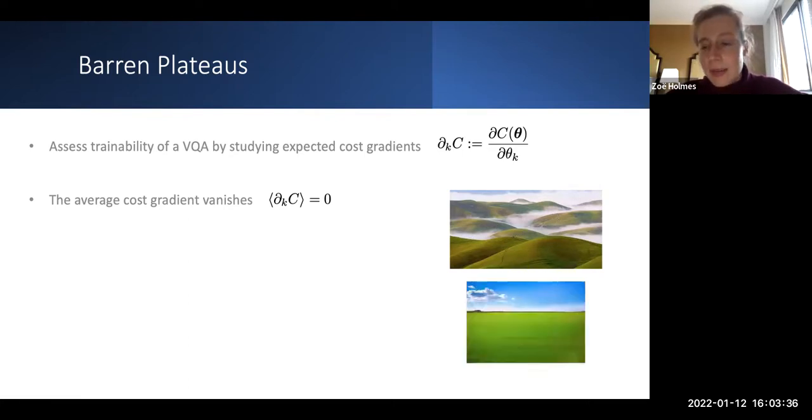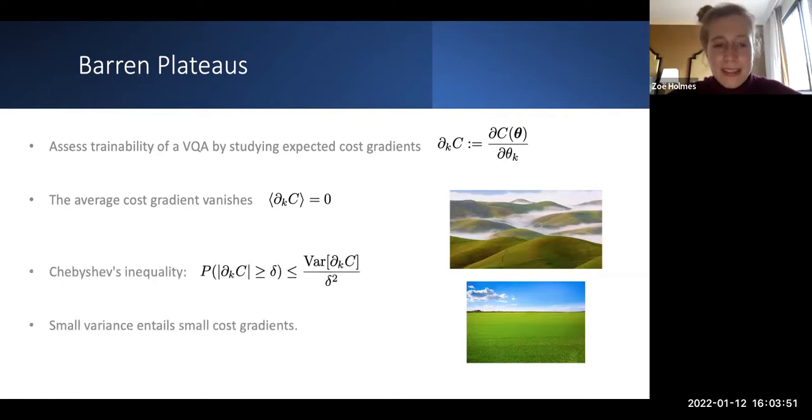But just because your cost landscape is unbiased, that doesn't say anything about its trainability. So both of these cost landscapes are unbiased. The average cost gradient vanishes, but the bottom one is clearly untrainable, while the top one looks like it should be trainable. So to assess the trainability of an ansatz, it's helpful to recall Chebyshev's inequality. This bounds the probability that the partial derivative of the cost is greater than some delta in terms of the variance in the partial derivative of the cost. So if the variance in the partial derivative of the cost is small, this means that the probability that the gradient of the cost is greater than the small amount delta is going to be tiny. So small variance entails small cost gradients.